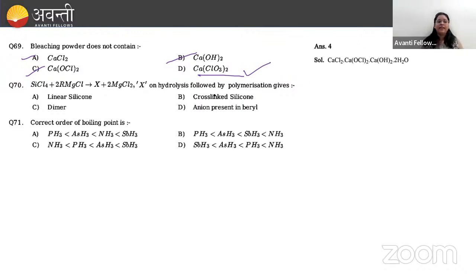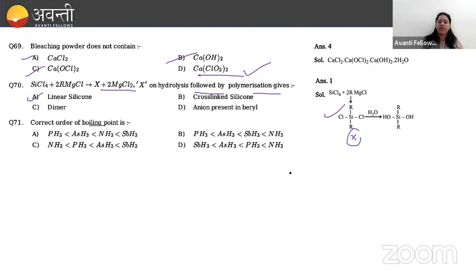Okay. Next, the reaction given to us, on hydrolysis followed by polymerization, is going to give us what? Linear silicone, cross-linked silicone, dimer or anion present in beryl. So here, when the reaction takes place, we get the compound like this. This is the X compound. On polymerization of this X compound, we get linear silicone. Very good, Sanjay. So here we get linear silicone. Option A is correct.